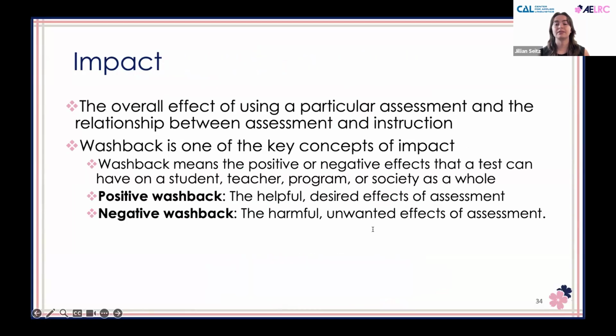The final principle of assessment is impact. Impact refers to the overall effect of using a particular assessment and the relationship between assessment and instruction. A related concept is washback. This can be divided into positive and negative washback, which impacts a student, teacher, program, or larger society. Positive washback refers to the helpful or desired effects of an assessment, whereas negative washback is the harmful or unwanted effects of assessment.